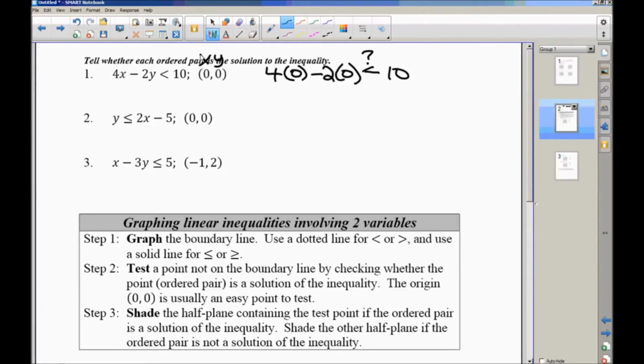So we put a question mark over the less than. Now, 4 times 0 minus 2 times 0, that's just 0. And we look at what remains and we say, is that a true mathematical statement? So 0 is less than 10. This is true. So that means that (0, 0) works for this inequality. So (0, 0) is a solution. So yes, it's a solution.